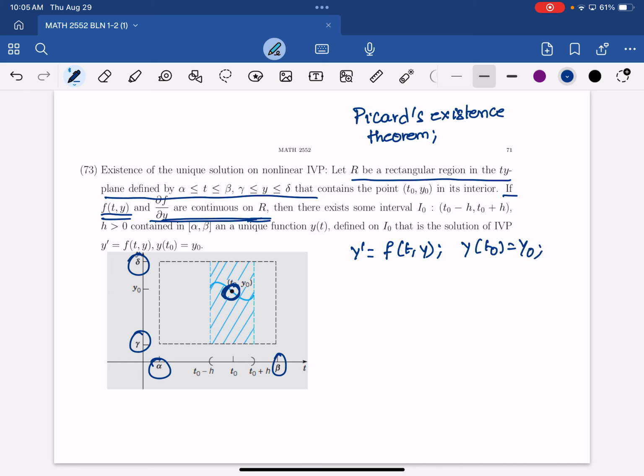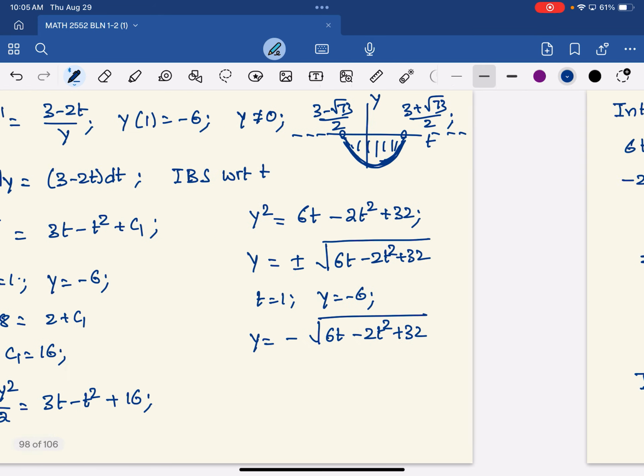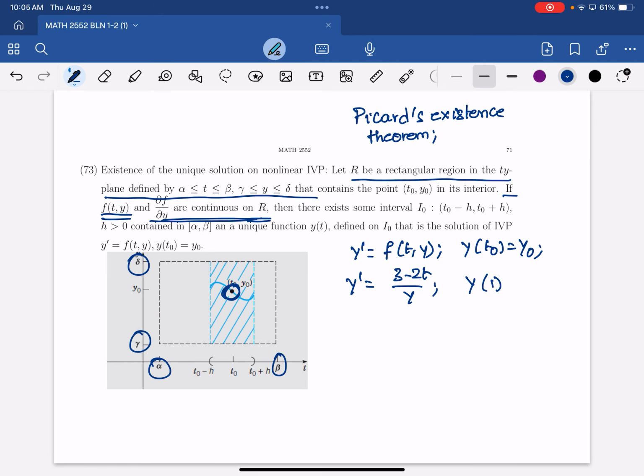Now, if you pick the problem, y prime equals (3 minus 2t) divided by y, and y at 1, I think, is negative 6. y of 1 is negative 6. So you have t naught equals 1, y naught equals negative 6, and my function f of t, y is (3 minus 2t) over y. Do you agree with me on that? Yes or no?